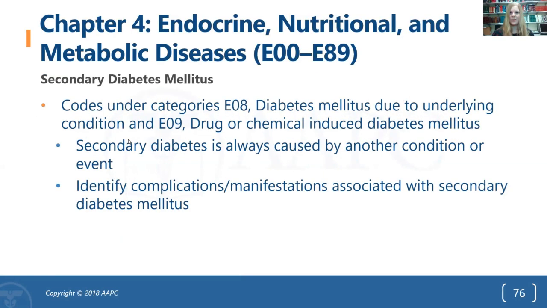For secondary diabetes mellitus, we have categories E08 for diabetes mellitus due to underlying condition, and E09 for drug or chemical-induced diabetes mellitus. Secondary diabetes is always caused by another condition or event. The codes identify complications and or manifestations that are associated with secondary diabetes mellitus.